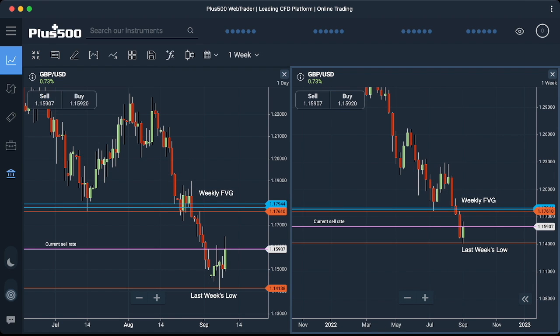So the second scenario here can be just a little bit of correction and then to the upside, reaching to this level here. But our first scenario also can be bearish to the downside to break the low and then pushing to the upside to reach to this area.